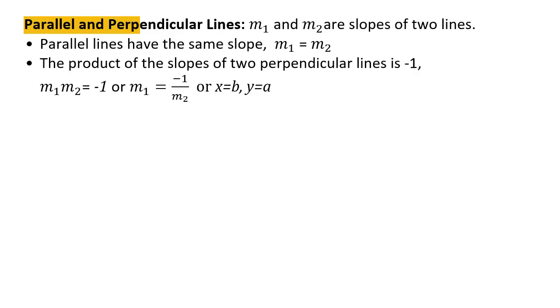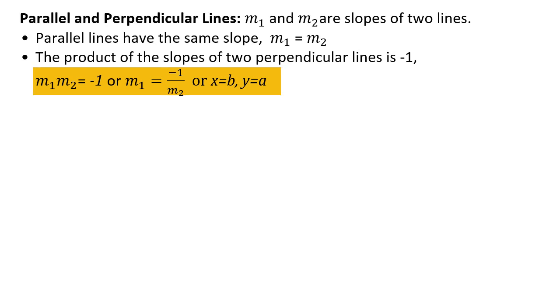Parallel and perpendicular lines. m sub 1 and m sub 2 are the slopes of two lines. Parallel lines have the same slope, so m sub 1 equals m sub 2. The product of the slopes of two perpendicular lines is -1, which means m sub 1 multiplied by m sub 2 equals -1, or m sub 1 equals -1 divided by m sub 2. Or we could have a vertical line x equals b and a horizontal line y equals a. Of course, a horizontal and a vertical line are perpendicular.